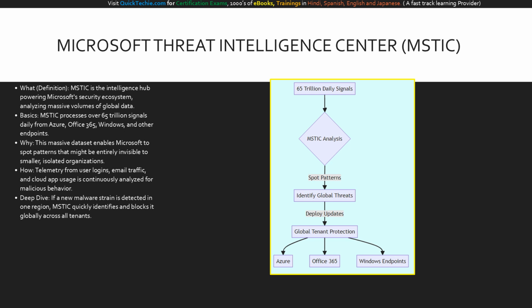Here we see the MSTIC intelligence funnel. At the top, a staggering 65 trillion daily signals cascade into the MSTIC analysis engine. MSTIC uses this data to spot patterns and identify global threats that are just emerging. Once identified, MSTIC deploys updates downward to establish global tenant protection. This means immediate, updated defenses are pushed simultaneously to Azure, Office 365, and Windows endpoints worldwide. Your organization benefits directly from the collective security of the entire Microsoft ecosystem.